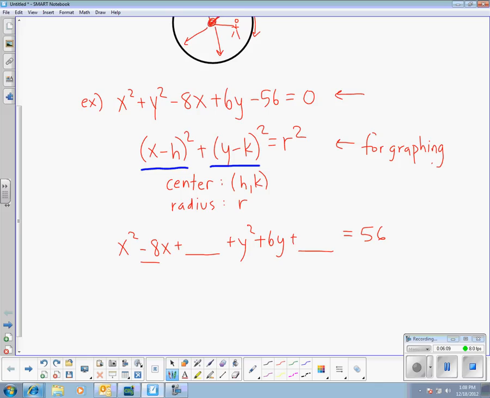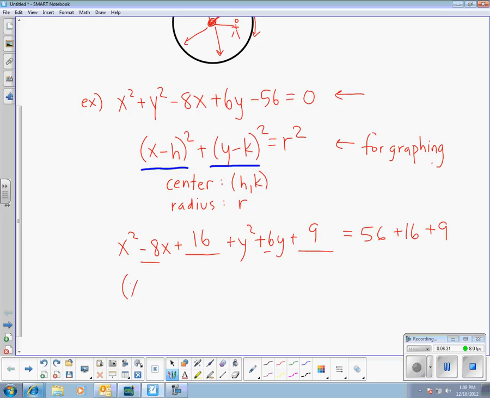So half of that's negative 4. Negative 4 squared is 16. Now, you can't just go around throwing 16s in and out like you're the boss of everything. If you're going to put 16 there, you got to make up for it with a 16 there. Half of 6 is 3. 3 squared is 9. So I'm going to put a plus 9 over here to make up for it. Now, keep my equation true.